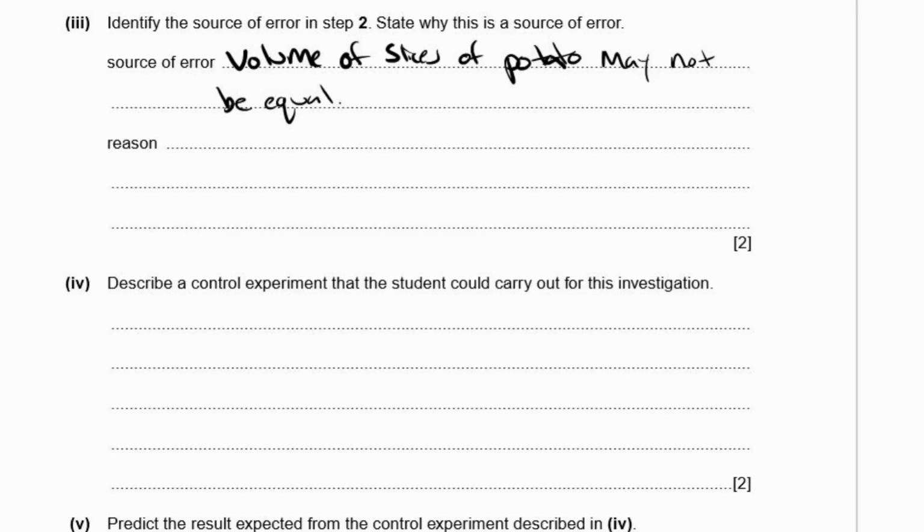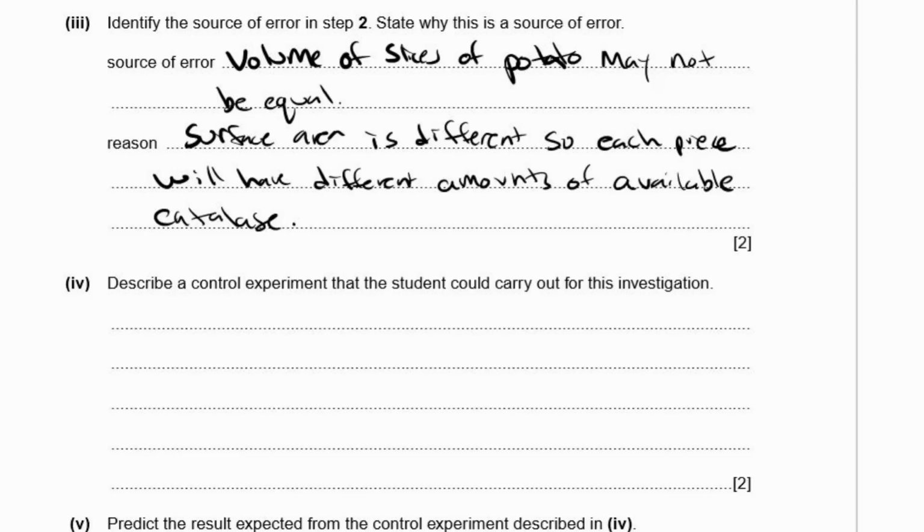And the reason why that's a problem is because when you get different sizes, you also get a different surface area. And the catalase that you're studying, that you're looking at, is on the surface. So the surface area is different, so each piece will have different amounts of available catalase.